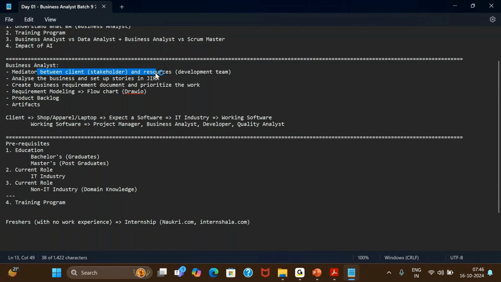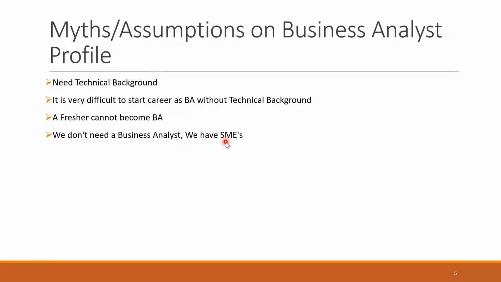A business analyst does a lot of things other than domain knowledge itself, whereas an SME is primarily responsible for the domain expertise. So just because you have an SME does not mean that you don't require a business analyst. The business analyst is adding a lot more value than what an SME has. So everyone has their own work items.